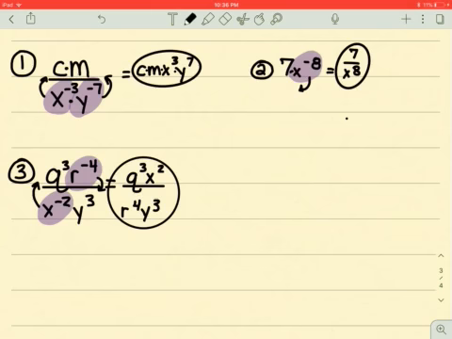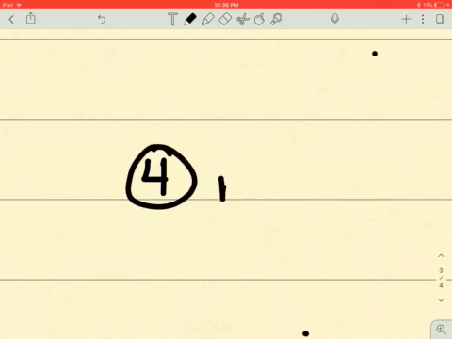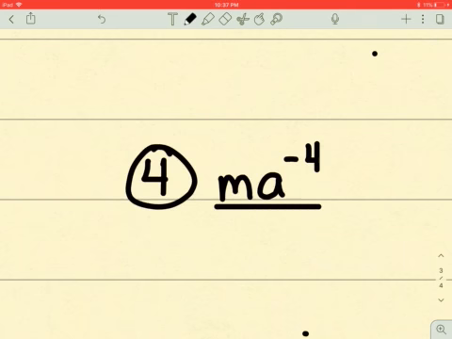So let's do another one. Let's say I have, like I said, I'm looking straight off your worksheet when I'm doing this, guys. Let's say I give you m a to the negative fourth all over t to the negative fifth h.